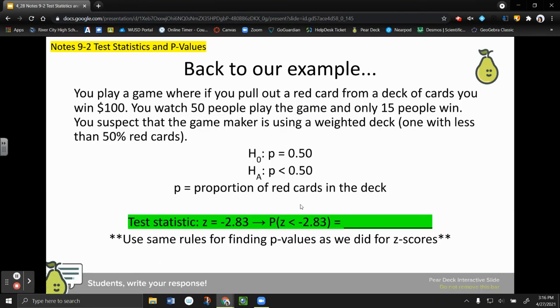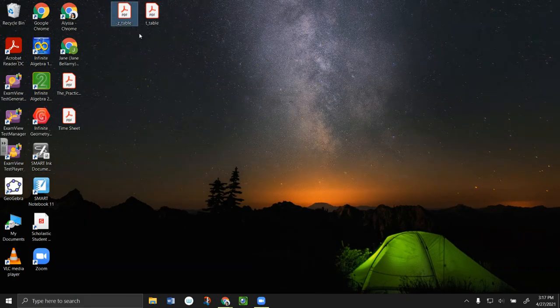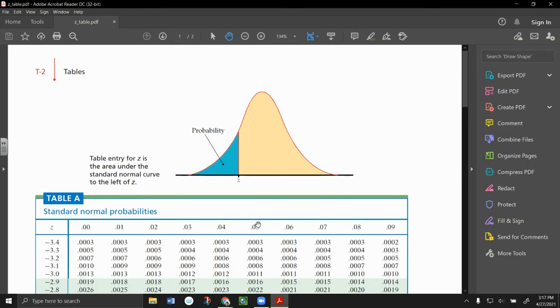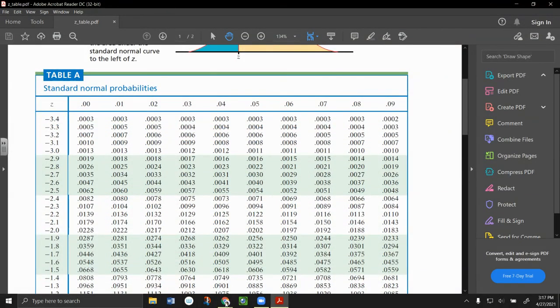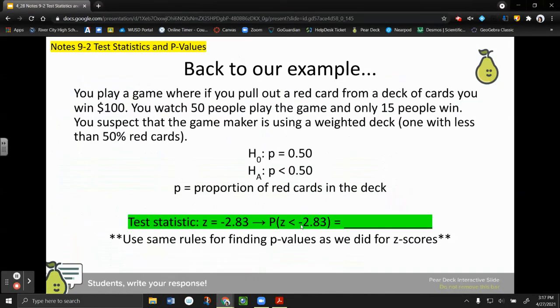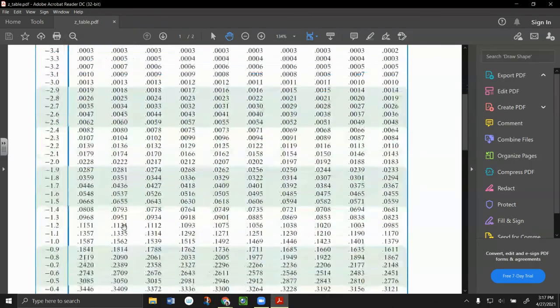Okay, so to give you a concrete example, going back to our example again, here's our null and alternative hypothesis. P represents the proportion of red cards in the deck. This is the test statistic. We're going to learn how to calculate that tomorrow. Z equals negative 2.83, so that tells me it's almost 3 standard deviations below the mean. To find that probability, we're going to do the same thing that we did in our z-score unit. So I'm going to open up my z-table. Since we're looking for less than, I can just take the value from the table. So we're looking for z is less than negative 2.83.